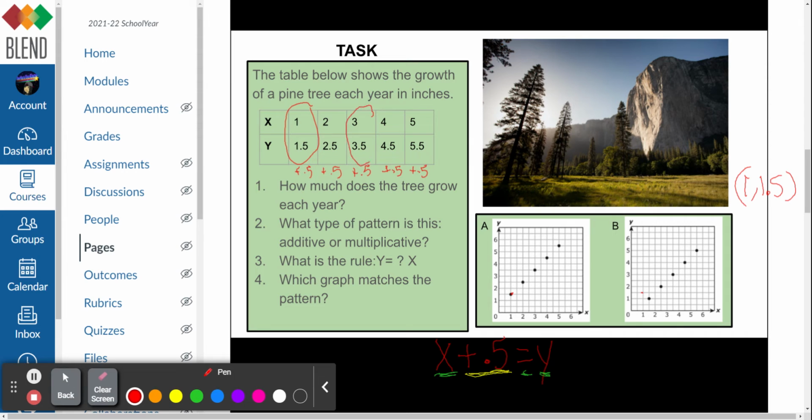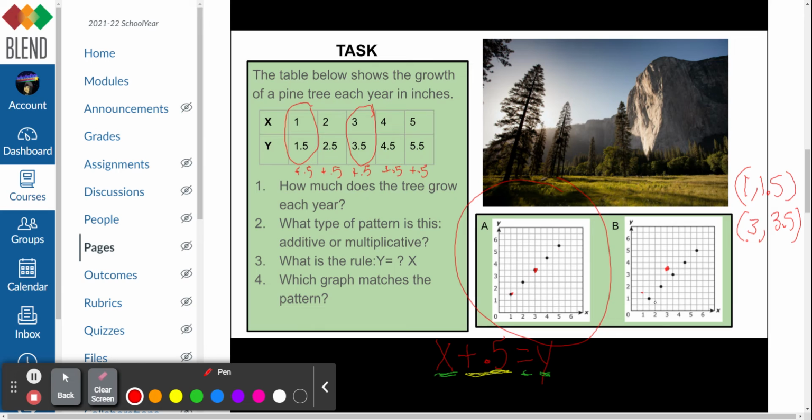Let's check 3 and 3 and 5 tenths. All right, so let's check the point 3 and 3 and 5 tenths. All right, so I'm going to run 3. I'm going to jump to 3 and 5 tenths, which is halfway between 3 and 4. So there is a point right there. What about on this graph? If we run 3 and then we jump 3.5, there's a point right there. So one of these graphs does not have the proper points. So our correct graph is A.